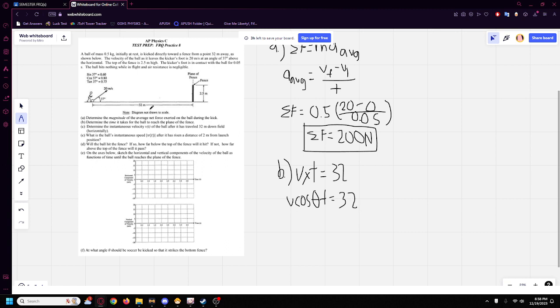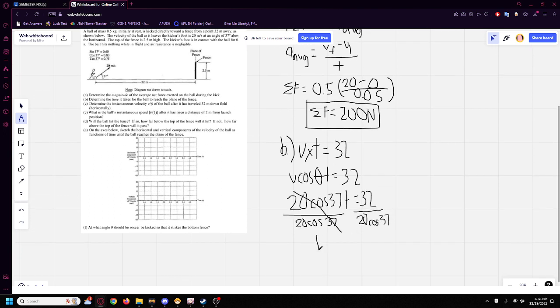So V is given as 20, and theta is 37, times t equals 32. You can divide this over, and when you plug it into your calculator, you get about 2 seconds.